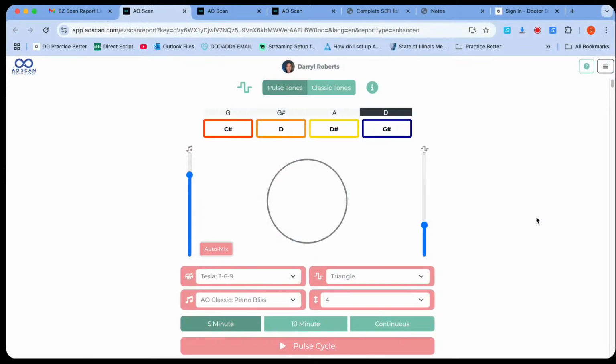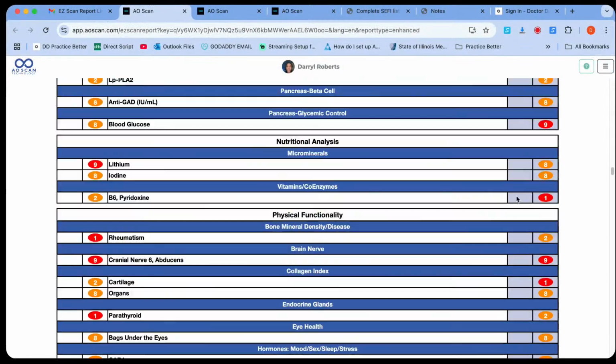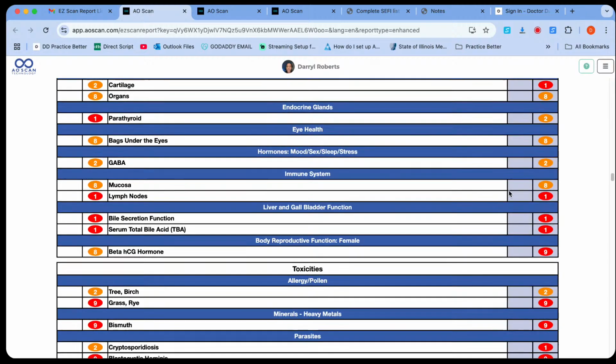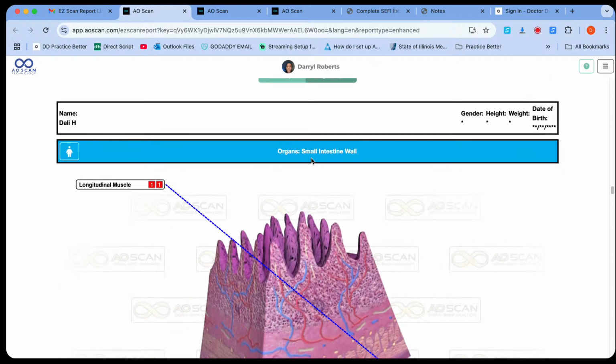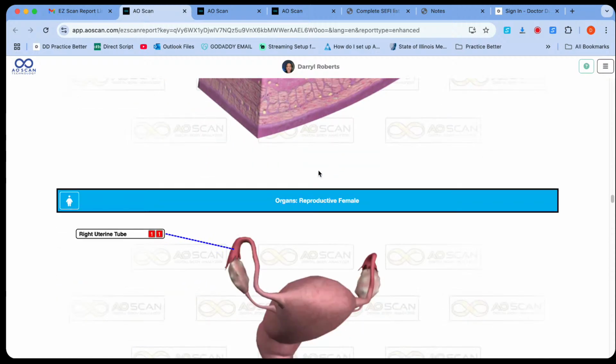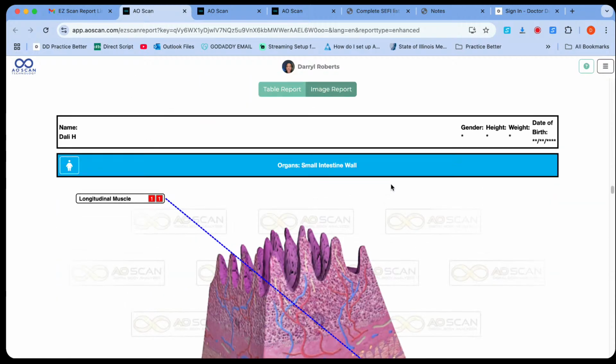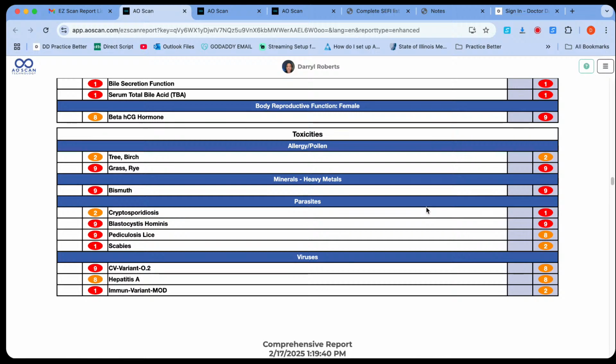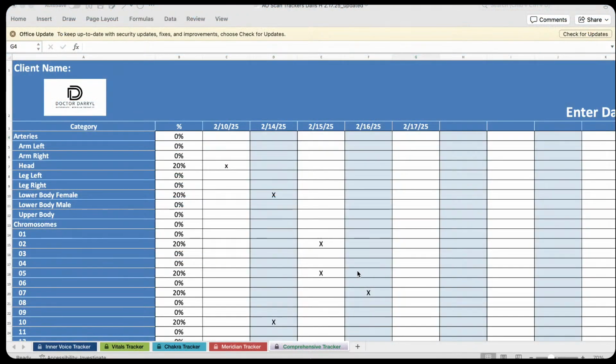I want you to pull up your easy scan, and then scroll down, and just tell me like organs, small intestine wall, organs, reproductive female. I want you to tell it to me in that way. All right. Okay. All right, hang on. I guess I already know the organs, small intestine wall.